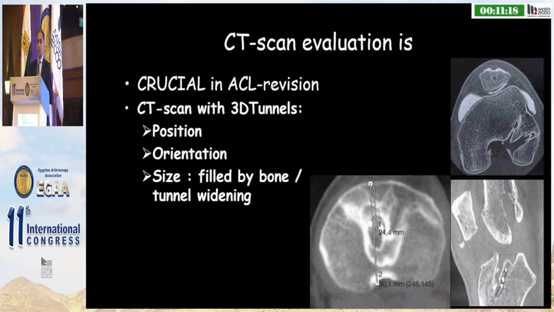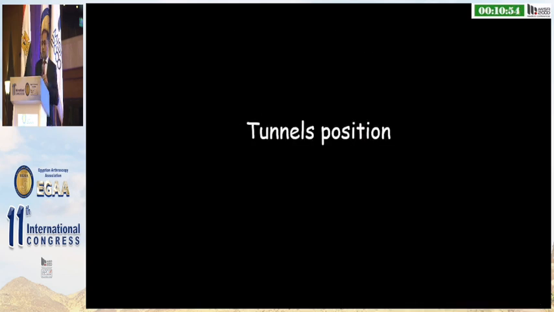So what we need to get from the CT scan is the position of the tunnels, the orientation, and the size. And we need to see the diameter to see if we can fill it in one stage or two stages. Do we need to bone graft it, or can we use a BTB graft, and that will work. So let us address them one by one.